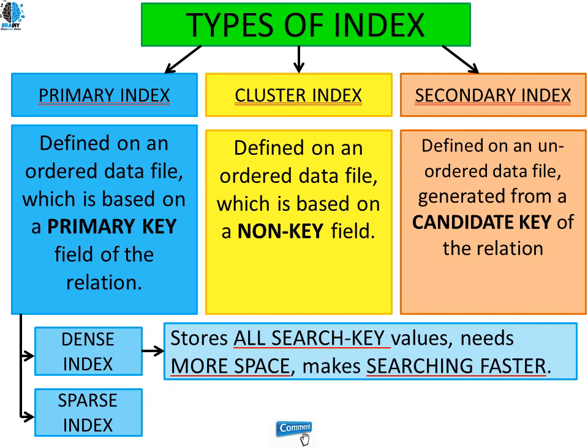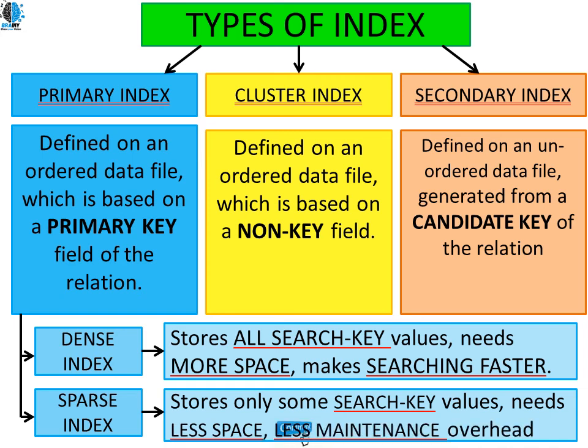So what is dense? It stores all search key values. Search key values means pointers. It needs more space but makes searching faster. The number of search keys equals the number of data entries available in our dense index. It needs more space to store. The amount of data in blocks is equal to the size of the index, and the searching is very fast.